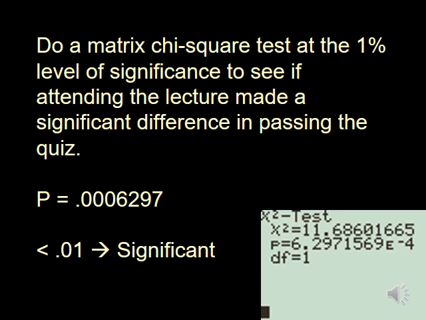Anytime that you see scientific notation, that's your dead giveaway that this is a tiny, tiny number, and it's automatically going to be significant. Here, it's way less than 1%, and so yeah, we do have a significant result. Going to class actually did help those people with the quiz.